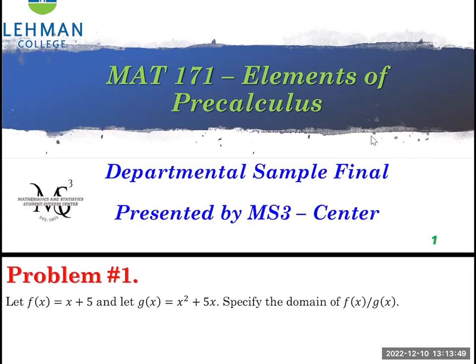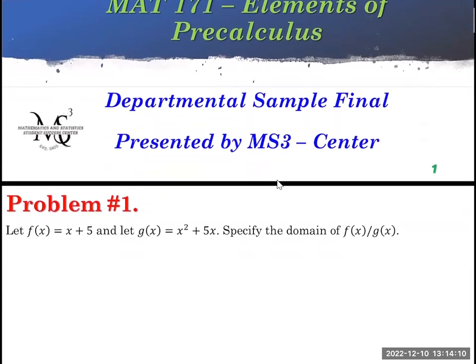So, like I said, if you're here for 132, I'm sorry, but I won't be going over the 132 stuff. I'm going over Math 171. That was the original plan.